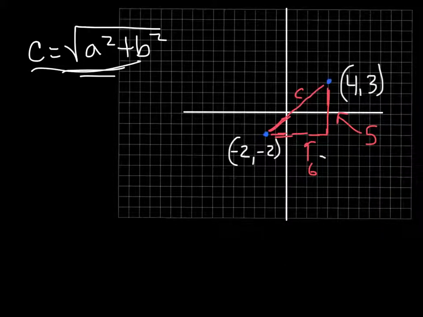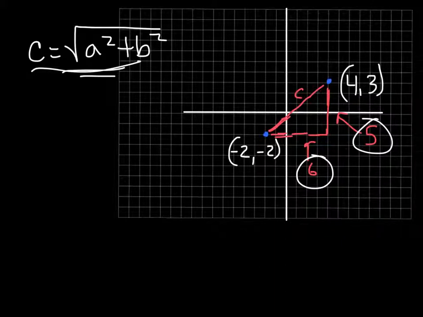So how did we get the number 6 and how did we get the number 5? Well, in this case we counted. How could we do it without counting? Well, if we want to know the difference for the bottom leg, then we need to know the distance from x is -2 all the way over to x is 4. And if you wanted to know that distance, you could subtract them. So -2 minus 4 is -6, or 4 minus -2 is 6.